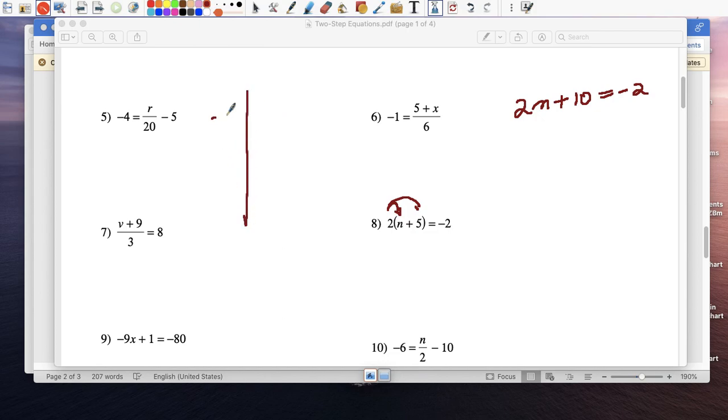I have a variable n, a number that I'm thinking of. I multiply by 2, I add 10, and it gives me negative 2. What did I start with? Well, let's subtract 10 from each side. Let's divide by 2 on each side, and that's how I'm going to find my answer.